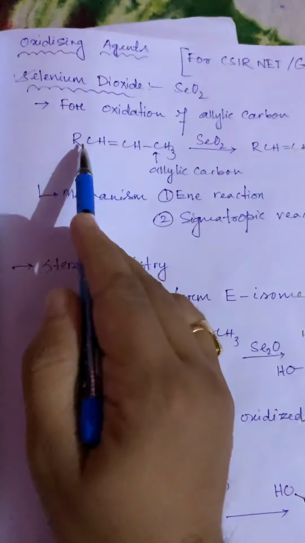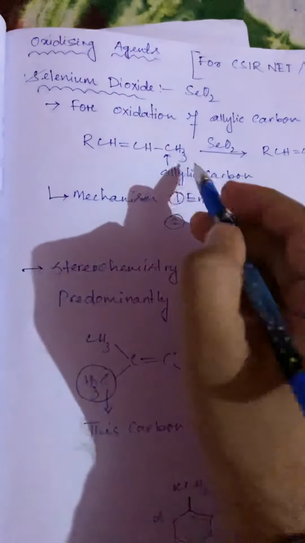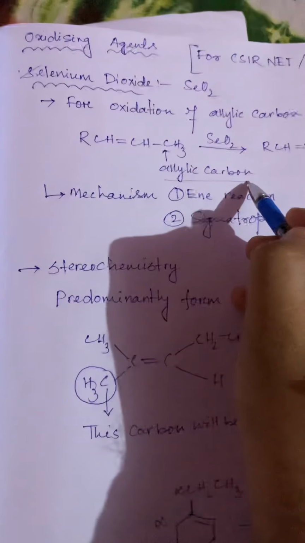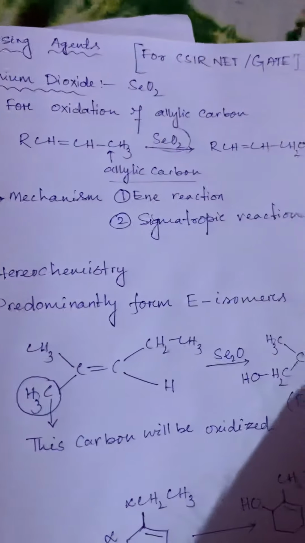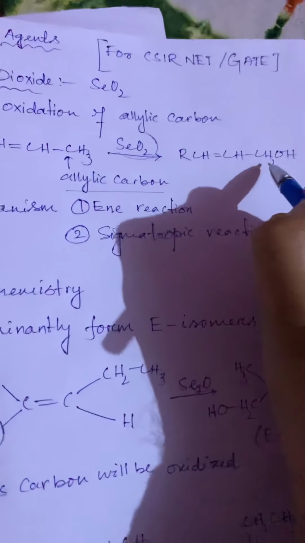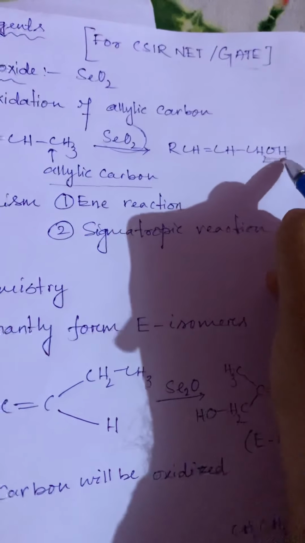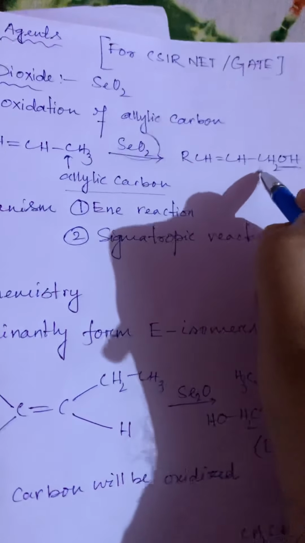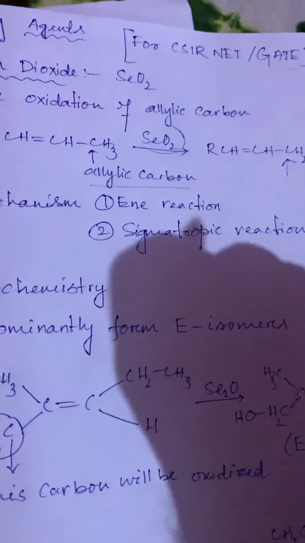So this is our example, R-CH=C(CH3). This is our allylic carbon. When we treat it with SeO2, one of the hydrogens is replaced by OH. So the allylic carbon here, you can see, is oxidized, right?